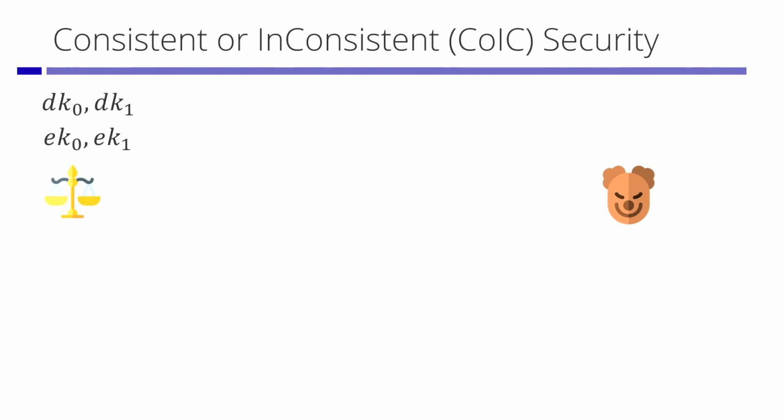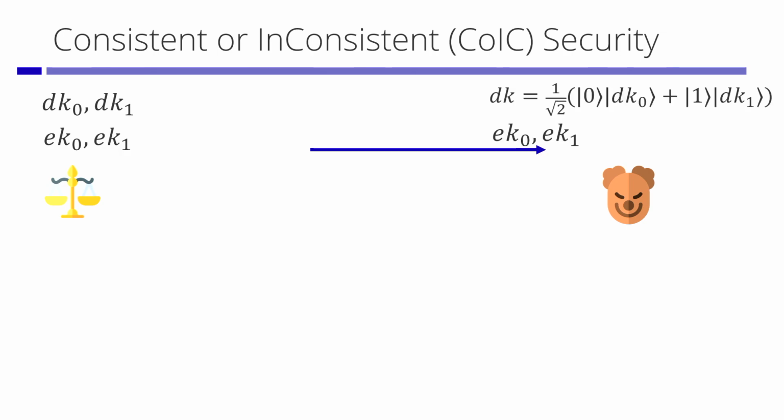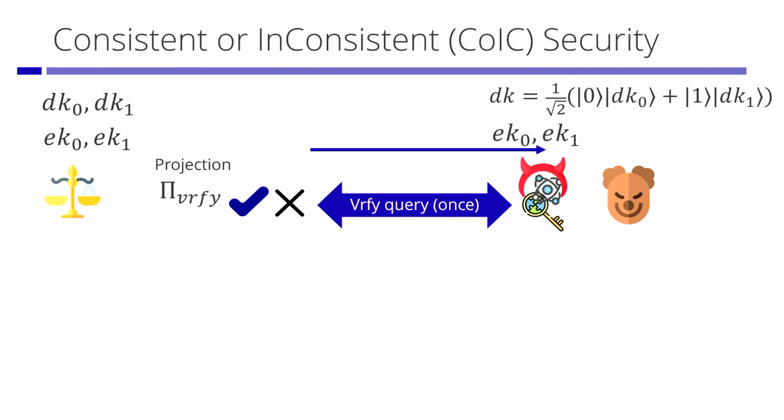The challenger generates two key pairs of public key encryption, DK0, EK0 and DK1, EK1. And the adversary receives a decryption key superposition of DK0 and DK1, and also receives two encryption keys, EK0 and EK1. And the adversary can send a verification query as in one-way carrier security. And after the verification query, the adversary sends two plaintexts to the challenger.